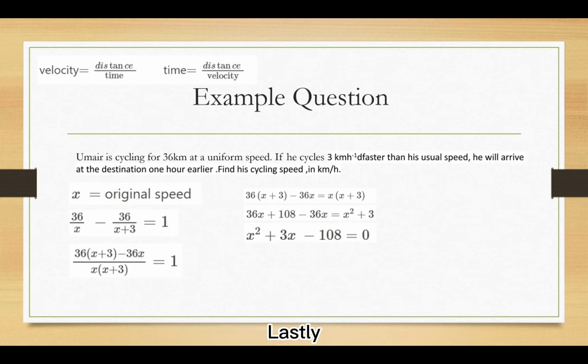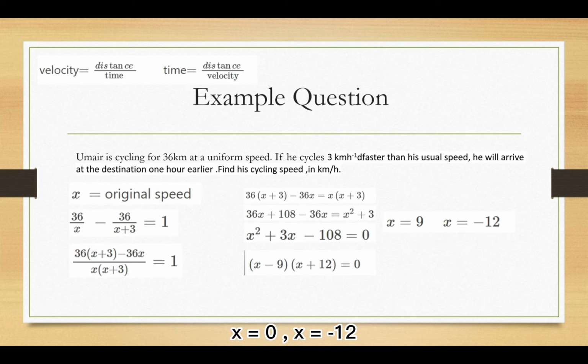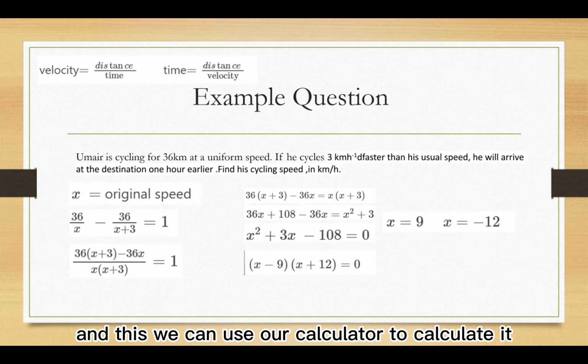So lastly, it will become x minus 9 times x plus 12 equals to 0. And the final answer will be x equals to 9 and x equal to -12. And this we can use our calculator to calculate it. Okay.